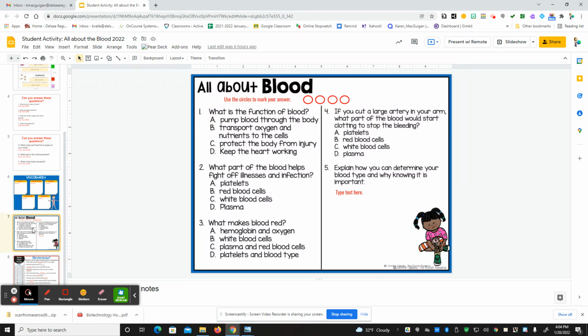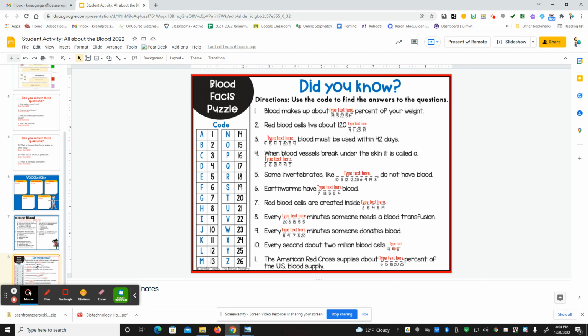Slide number 7. They're basic questions about the blood. So you have 4 multiple choice and then 1 short answer. And then lastly, in slide number 8, that's kind of just like a fun little puzzle. You have to kind of decode using your numbers about the blood. So I hope you enjoy this activity.